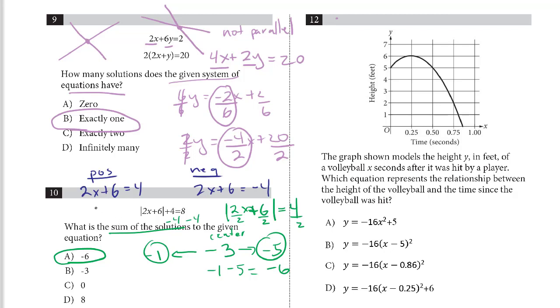Subtract 6 from both sides: 2x equals minus 2, x equals minus 1. There's that solution. Subtract 6 from both sides over here: 2x equals minus 10, divide by 2, x equals minus 5. Getting a little messy, but that's our next solution. The sum of minus 1 and minus 5 is minus 6. Correct answer for 10 is A.